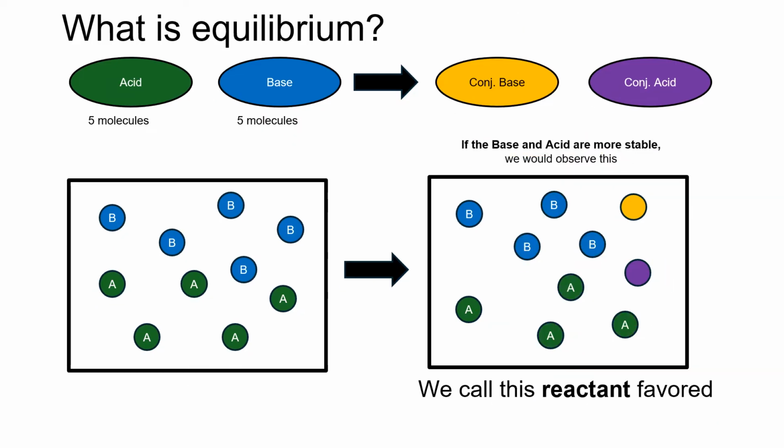But here's the reverse trend. So we still have our same 5 molecules of acid, our same 5 molecules of base. If the base and acid are the more stable compounds in this reaction, we would see most of our starting material is still sticking around at equilibrium, and we only have a very little amount of product formed. We call this reactant favored. When we at equilibrium have more reactants left over, because the acid and base, the reactants, are more stable, we call that reactant favored. We only have a little bit of product formed. Okay?